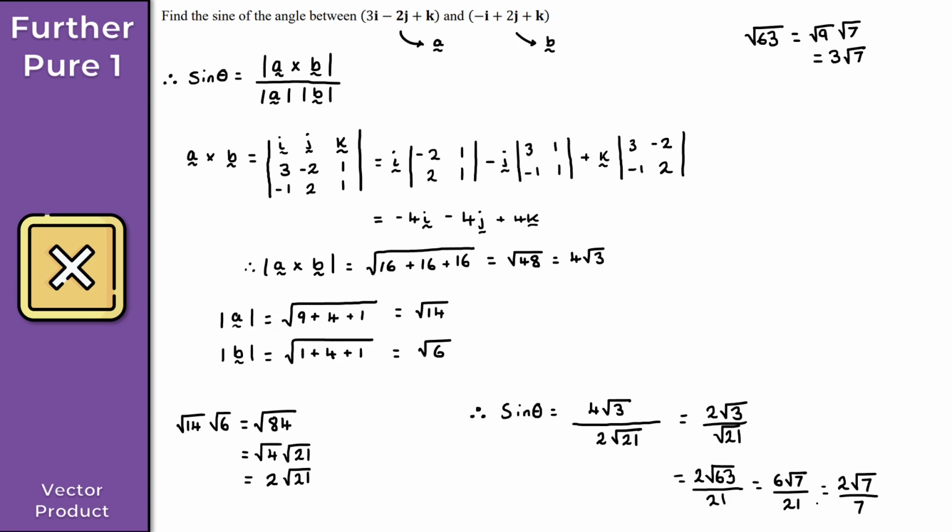Okay. And there we have it. So that is the sine of the angle between these two given vectors. Okay. So there we have it. That gives us the solution to the very last question, question 2. And that brings us to the end of this video on the vector product.